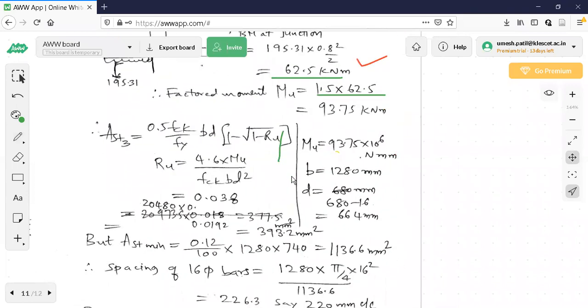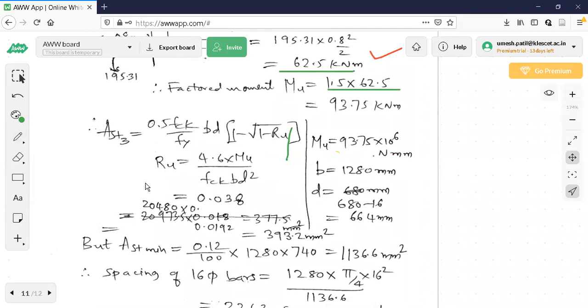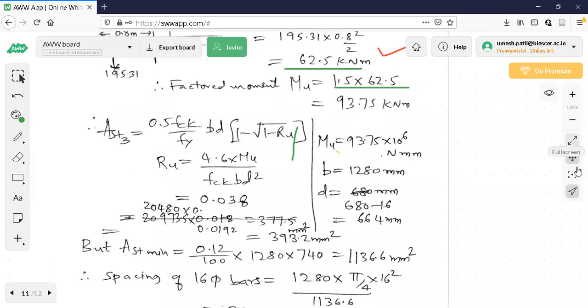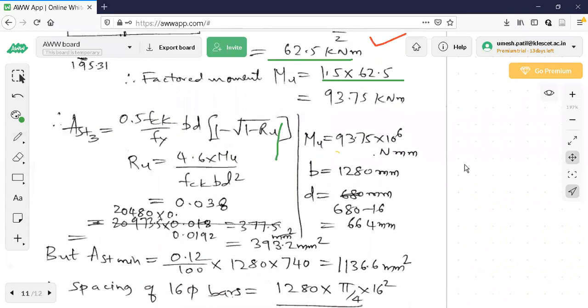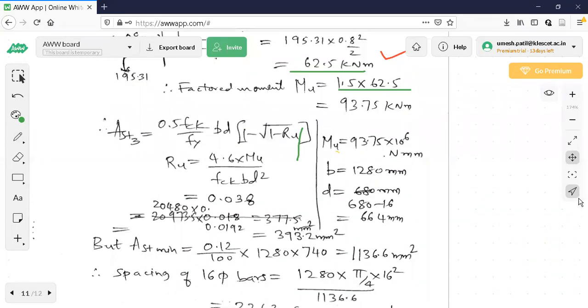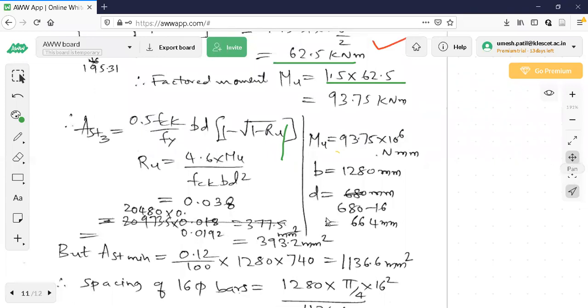Again use the same formula. So I'm telling you, you should be conversant with SP16. AST can be calculated fast here. 4 times I am calculating AST. This is the third time now. AST 3. One is for hogging moment longitudinal. One is for sagging longitudinal. Now AST 3 is for transverse steel under C1. So AST 3 and all is calculated like this.